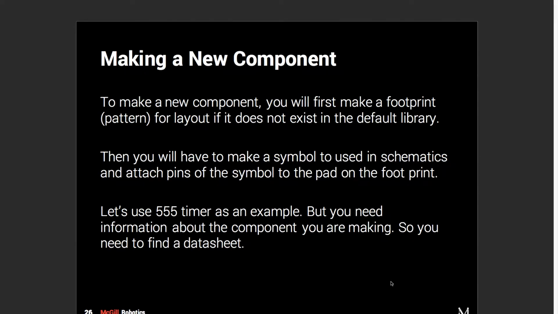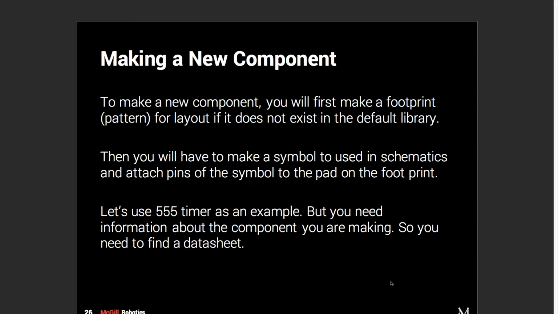So how do you make a new component? You need to make a pattern first, the footprint of the layout, for use later in the layout editor, if it does not exist in the default library, because the default library has a lot of things already in it, so you can just use that without making your own. Then you have to make a symbol to use in the schematic editor and attach the pins of the symbol to the pads of the footprint.